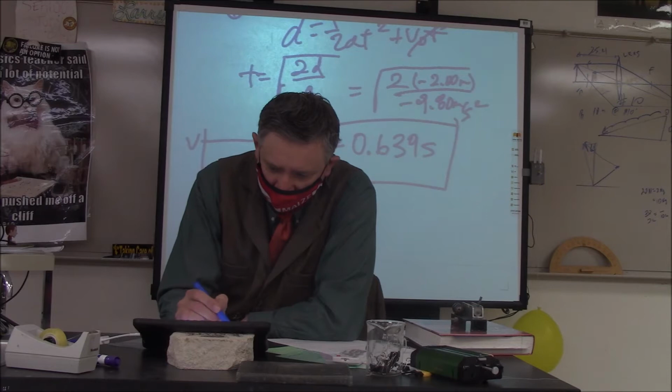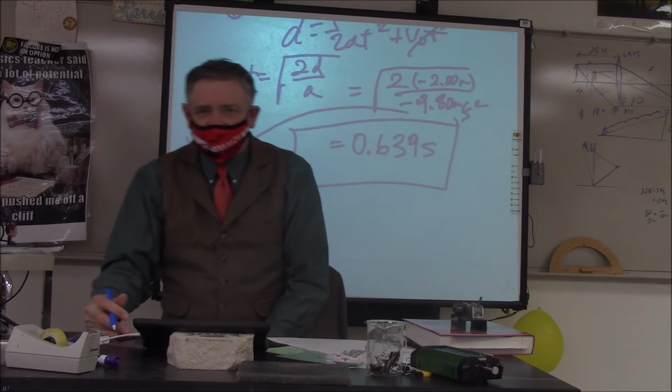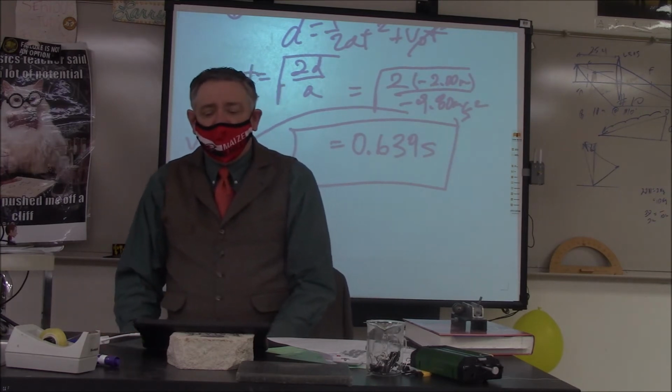And we're here. And that line's going to slope down like this. It's going to have a slope of negative 9.8 meters per second squared. It's going to be in the air for 0.639 seconds. Okay? Now, here's what I want to know.